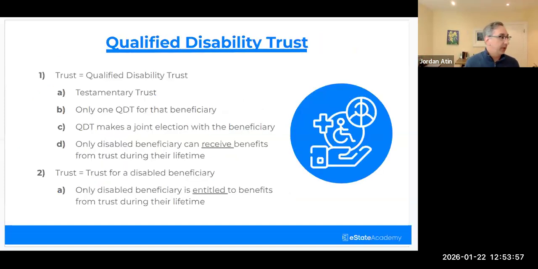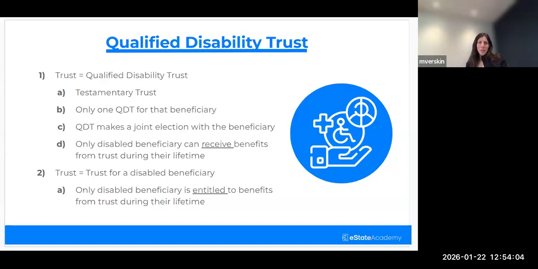Maybe we'll quickly talk about the disability trusts. There are two disability trusts here, quite similar in that only the disabled beneficiary can receive benefits during their lifetime. So there are the same sorts of issues as we discussed with the spousal trust. I think it's just useful to know that this is available.